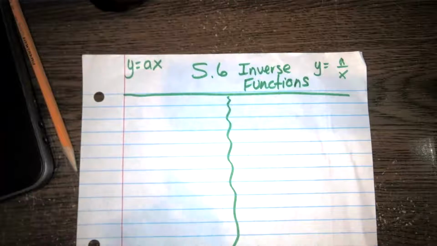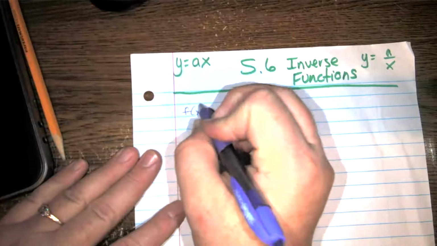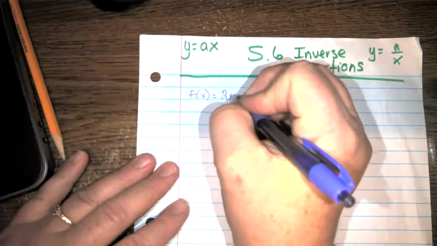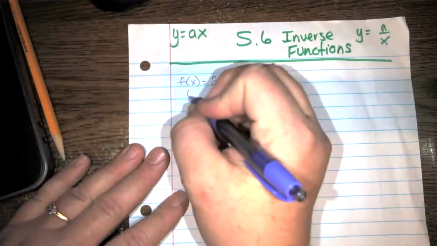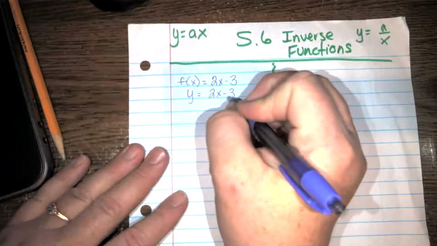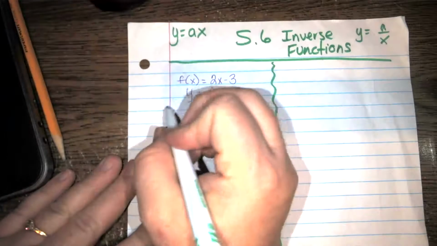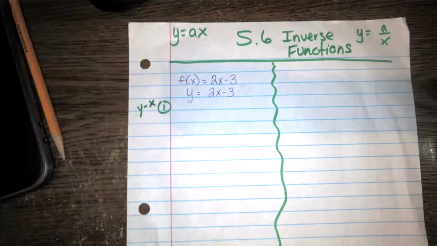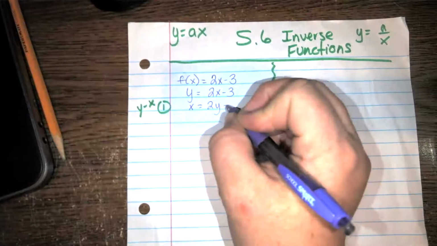Okay, so let's start out with a function. I'm going to use function notation. F of x is equal to 2x minus 3. So the first thing I want to do is recognize that this is really a y equals, correct? And the first step in finding the inverse of this operation would be to flip x and y around. So I'm going to put an x where the y is and a y where the x is.